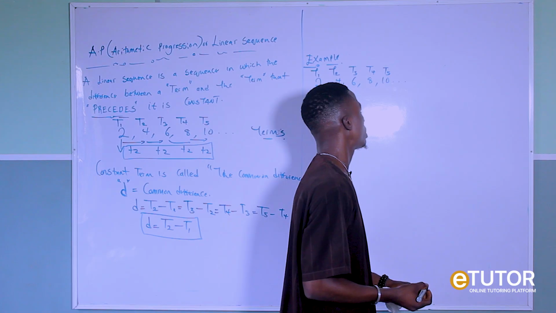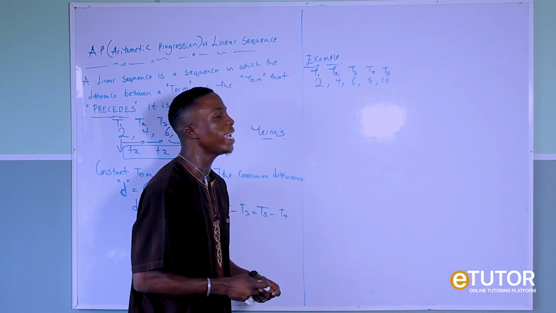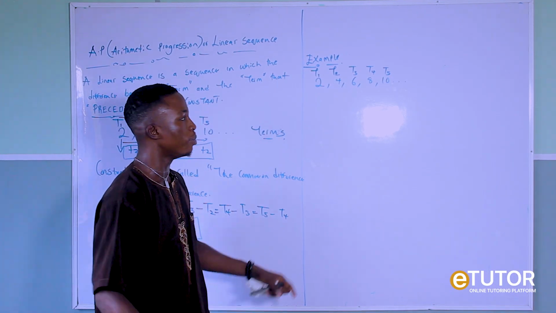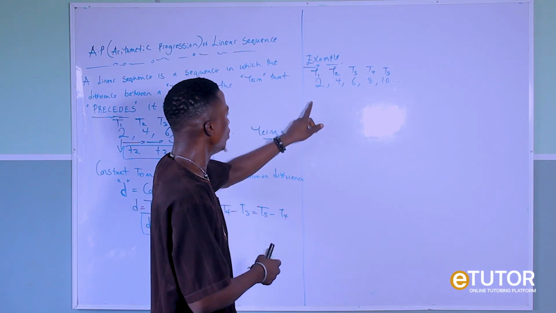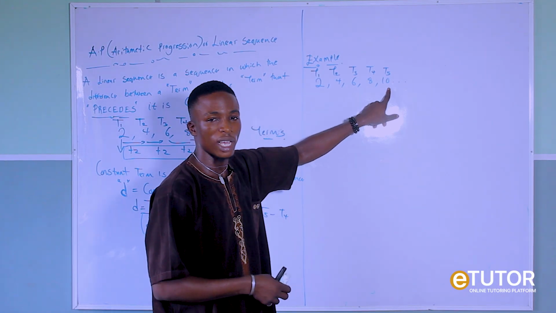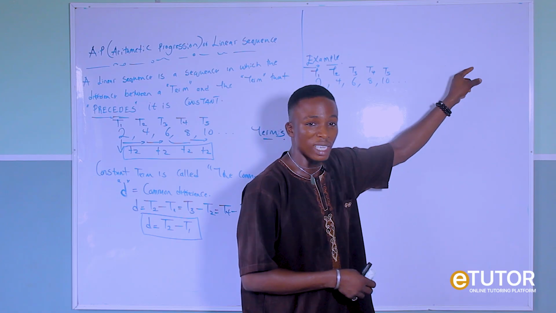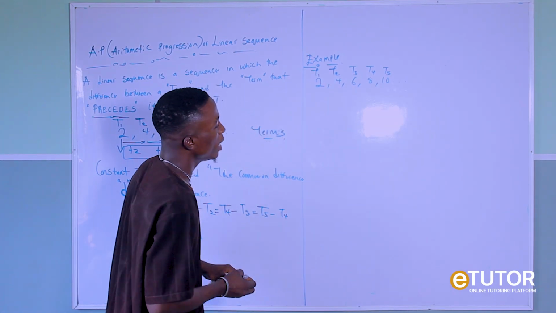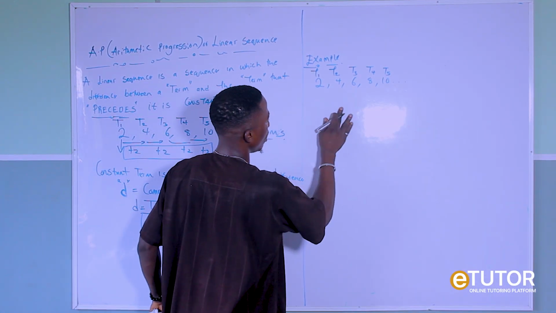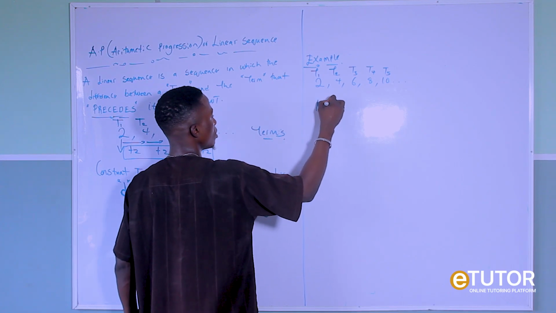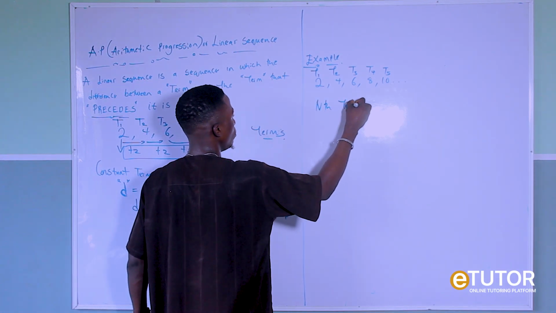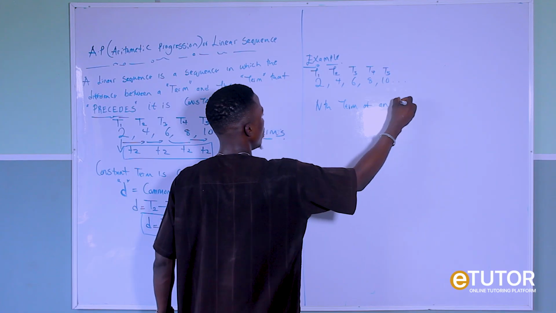Let us say, for instance, you were told to find the 20th term of this sequence, but you're only given 5 terms, and you have to find the 20th term. That is when you would need this formula. It is known as the nth term of an AP.